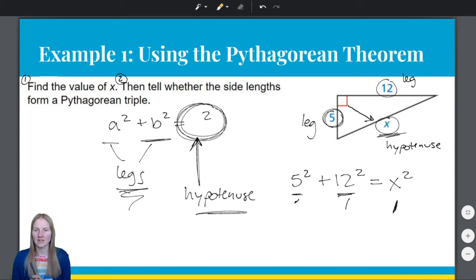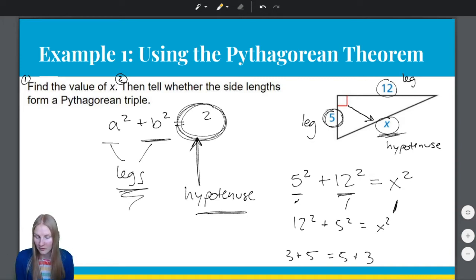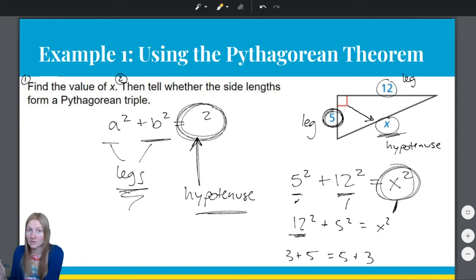Now some people ask me, wait a minute, I did 12 squared plus 5 squared equals x squared. Did I do it wrong? No, you did not do it wrong. 3 plus 5 is the same thing as 5 plus 3. So it doesn't matter if 5 is the first leg or if 12 is the first leg. It doesn't matter. As long as the hypotenuse is all by itself on one side of the equal sign, that is what is important. Okay.